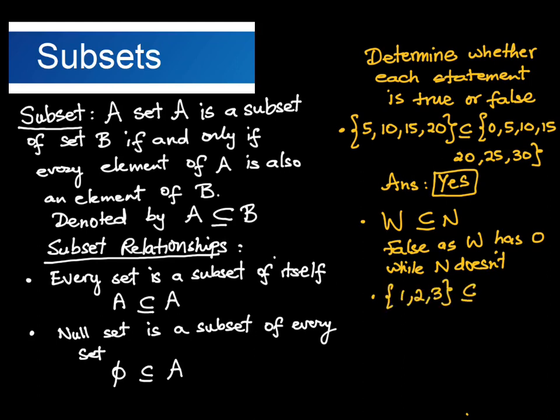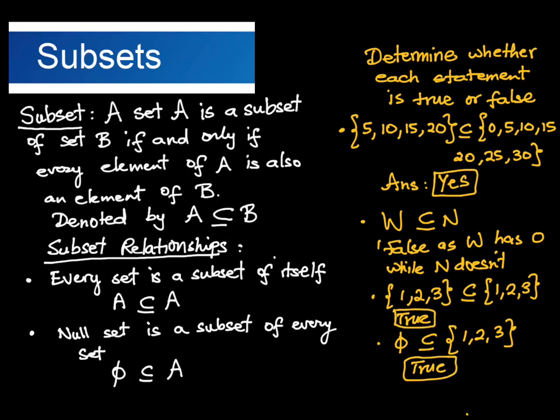So you have a set 1, 2, 3, and it's asking you, is it a subset of itself, 1, 2, 3? And the answer intuitively is, it's true, right? And last but not the least, you have the empty set. Is that a subset of every set? And that's what we learned before. Empty set is a subset of every set. So that's true.